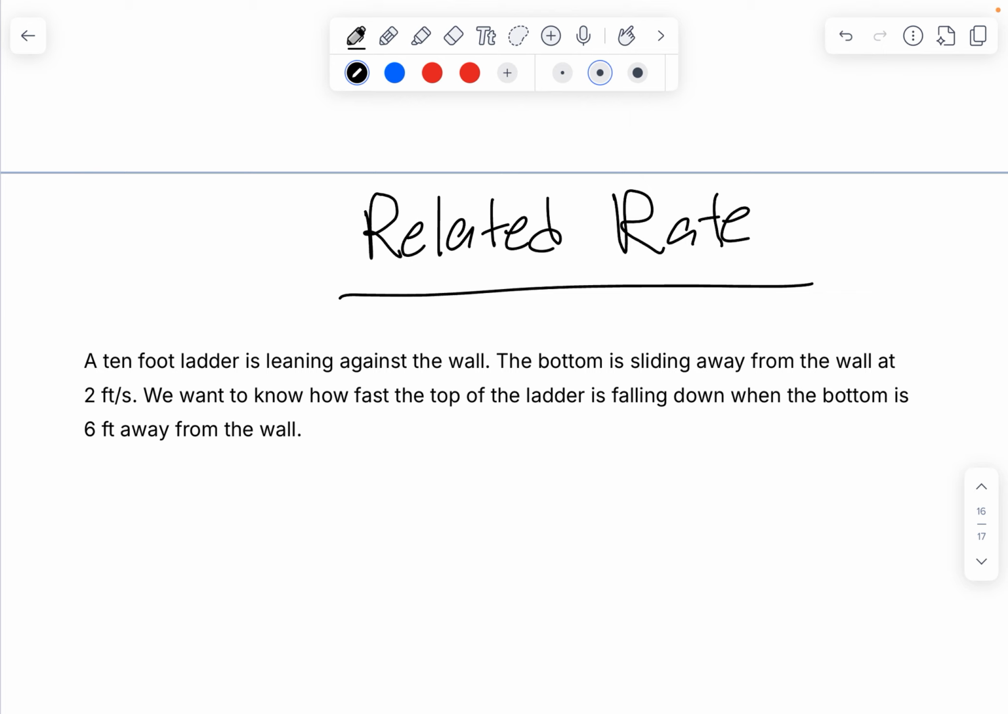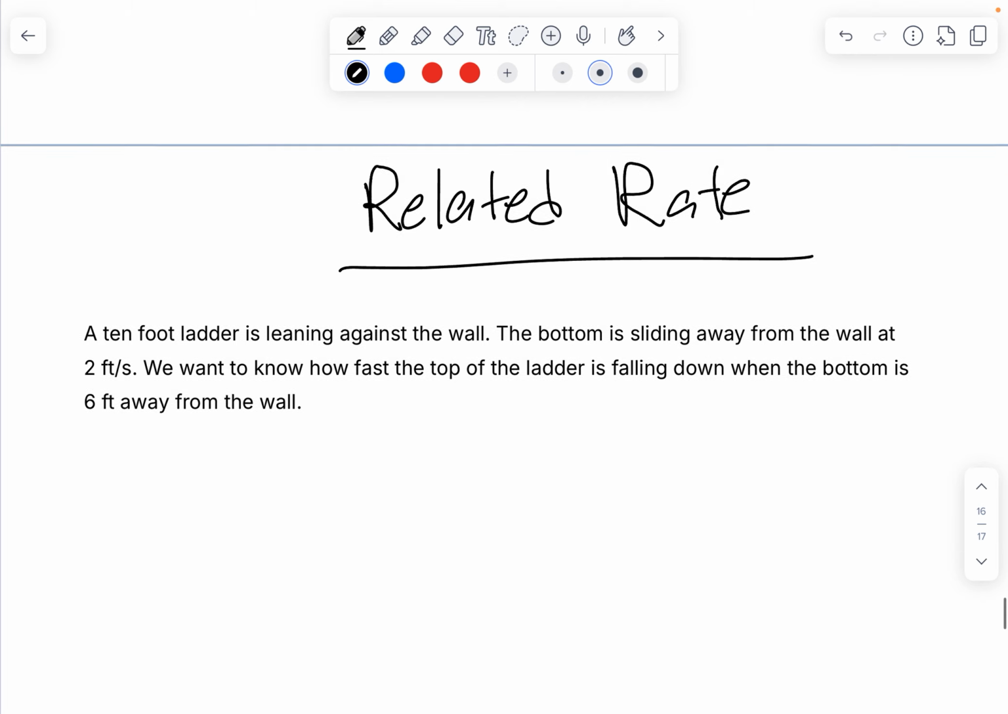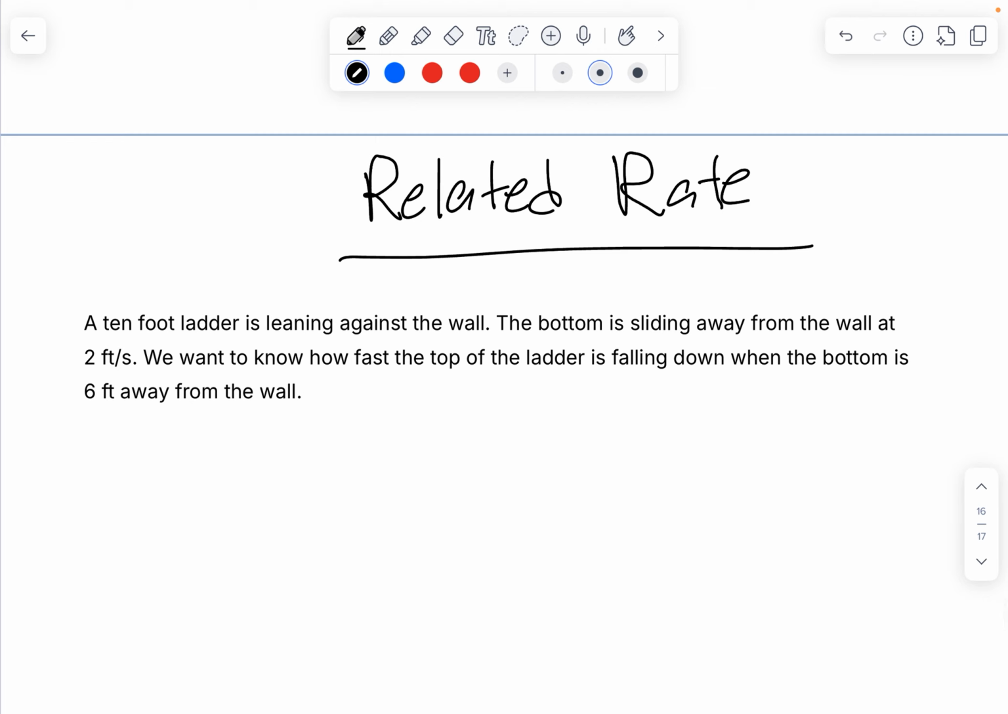A 10-foot ladder is leaning against the wall. The bottom is sliding away from the wall at 2 feet per second. We want to know how fast the top of the ladder is falling down when the bottom is 6 feet from the wall. So first things first, let's draw it. With related rates problems and any word problems, we want to try to visualize it, make it a lot easier to see. So we're going to draw a wall right here.